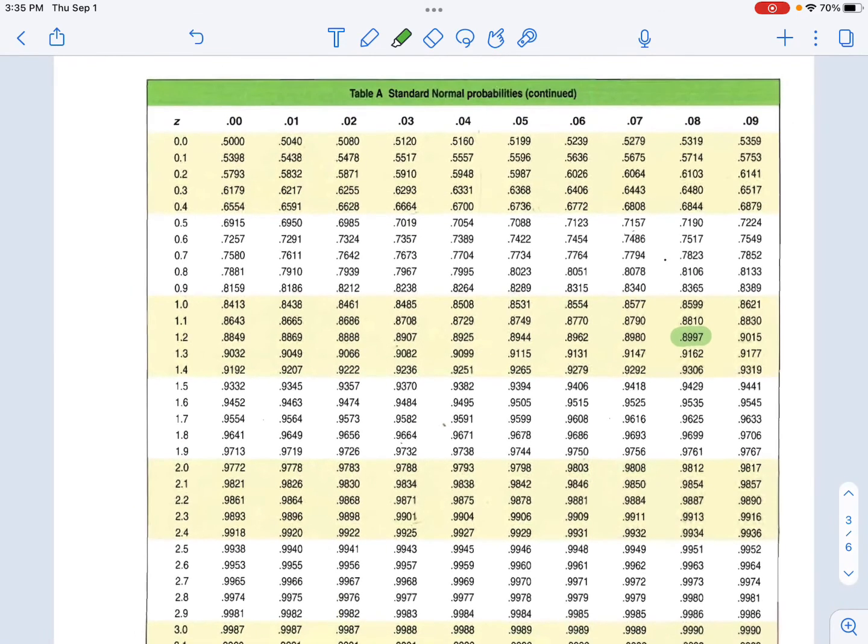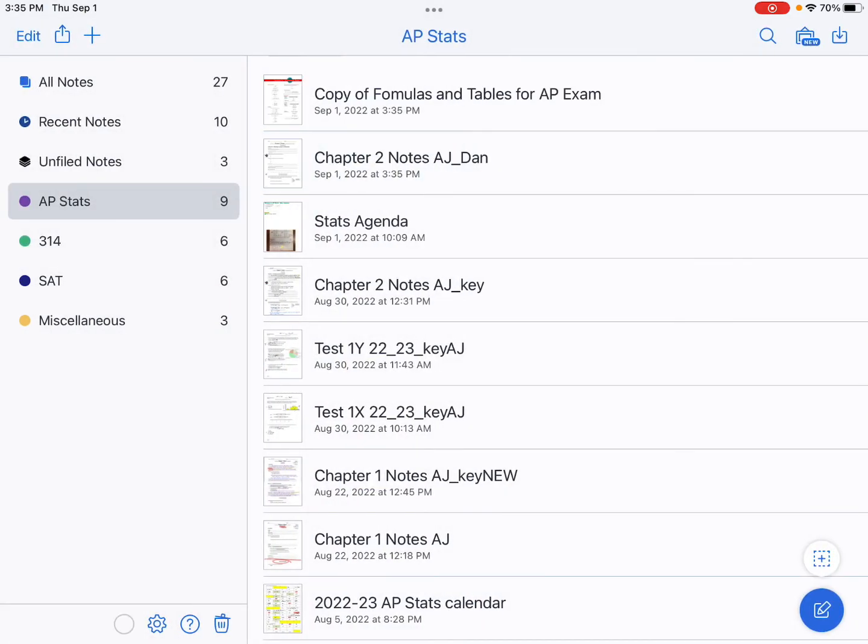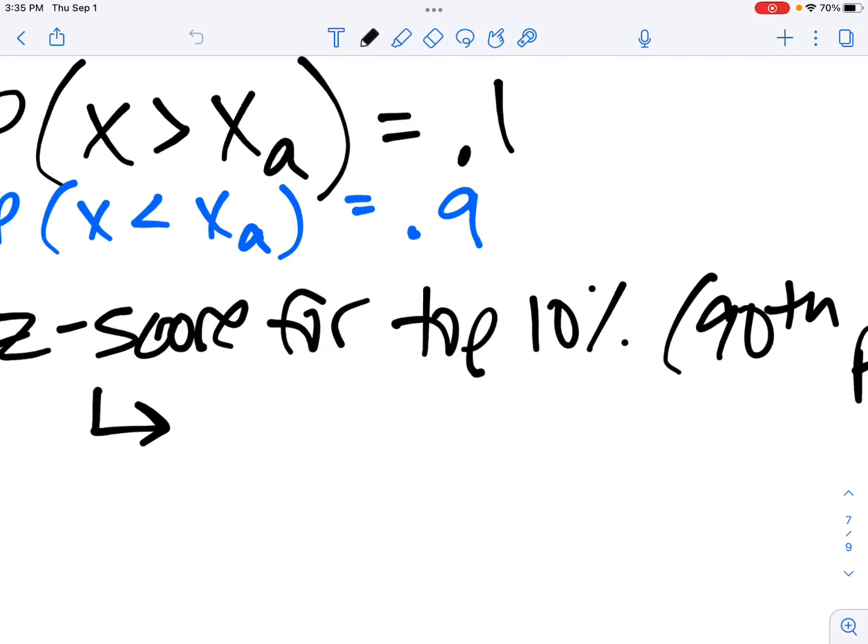What is that z-score? I'm going to use 1.28. That is pretty close. I'll show you how to get that number in your calculator in just a second. But using the table, I'm going to use the z-score of 1.28. So I'm going to say the z-score is 1.28.